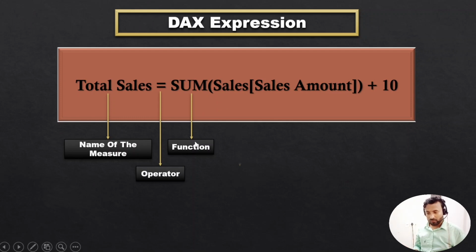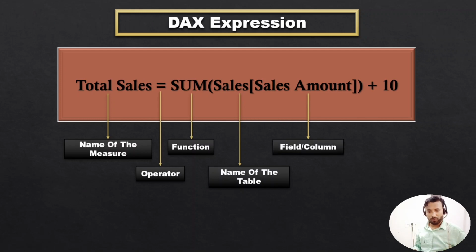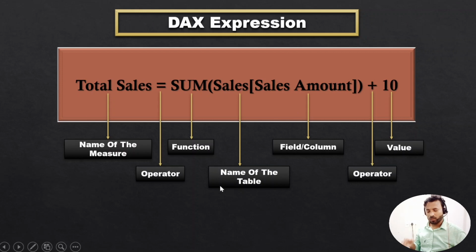Thereafter, we have to choose on which table we are going to apply this aggregate function. So this is the name of the table, and within this table we have to specify on which column we are going to apply this aggregate function. So we are going to apply it on the sales amount. This is my field or my column. Again, suppose I want to increase the total sales by 10, again I need to use some operators. This is the operator that we have used, and this is the value or constant that I have used in the DAX operation. So this is what a DAX function is all about, the combination of functions, operators, field columns, constants, and values, right?